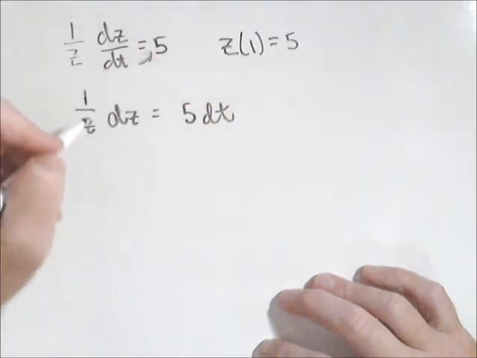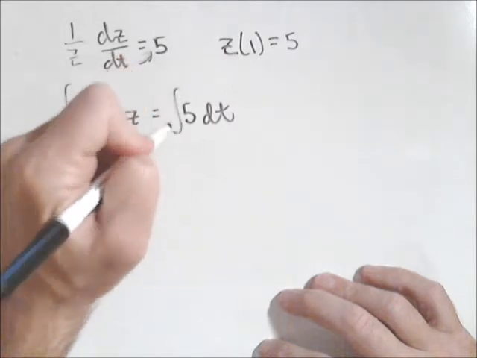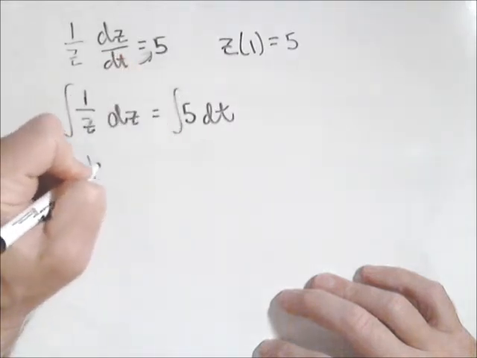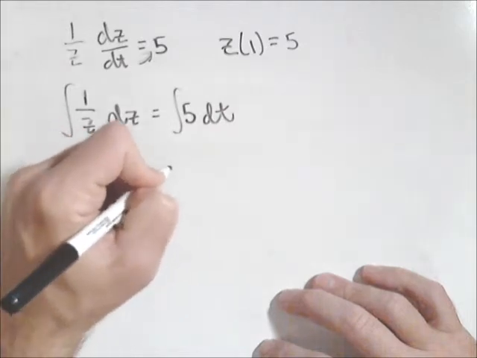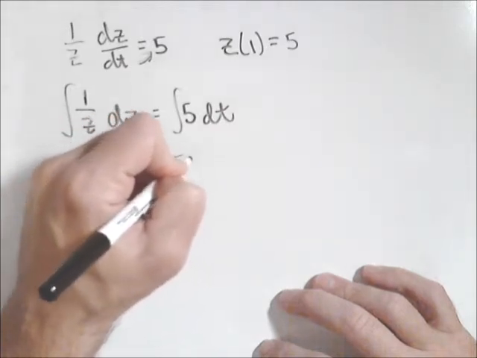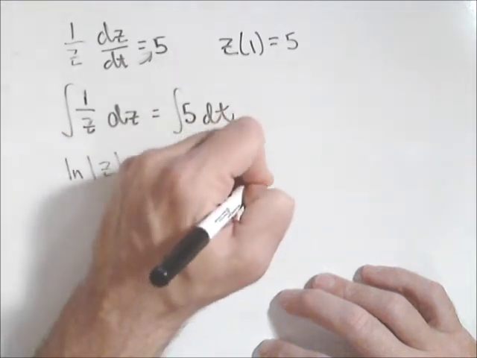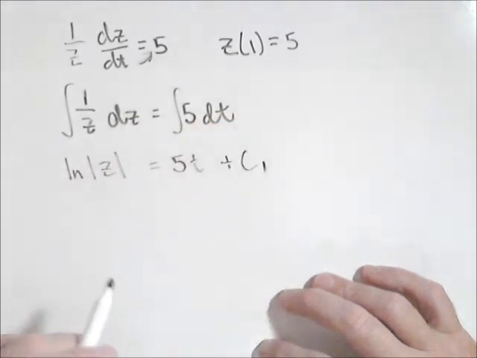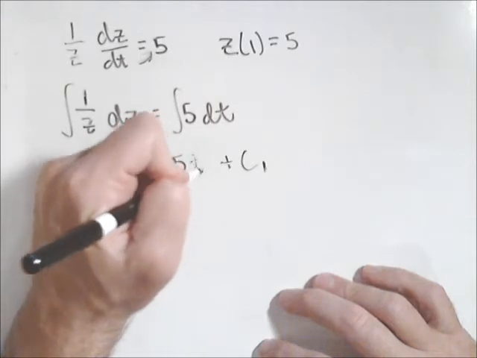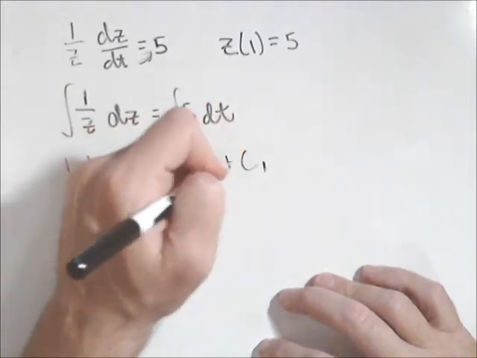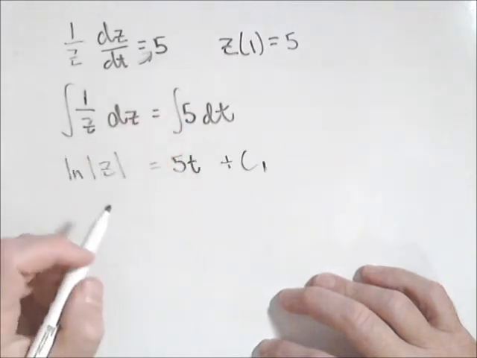So now we'll just take the antiderivative of both sides. So on the left hand side we get ln of the absolute value of z equals 5t plus c. Now we're going to call this c1, and we'll see why in a second. And we only need a c on one side because what we've done is we've absorbed the constant that would come on this side into this side.